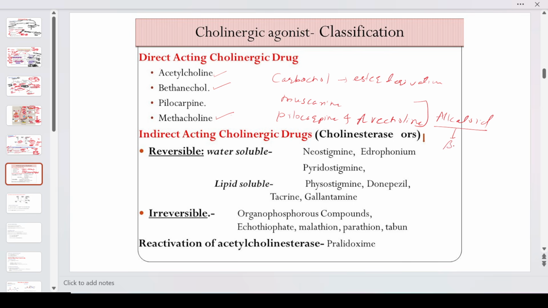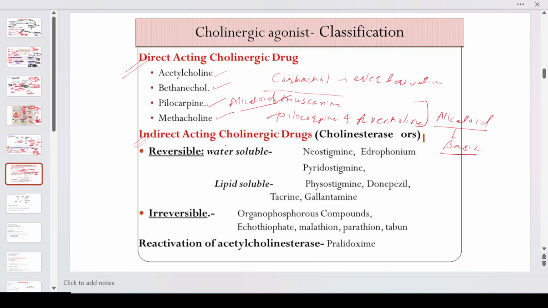So you have to remember this; they may ask a question from it. Pilocarpine is an alkaloid. So this is about the direct acting.